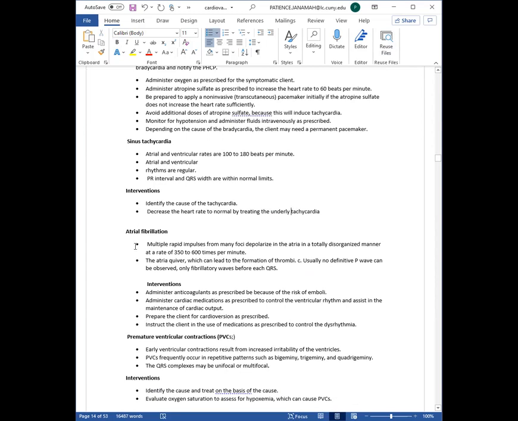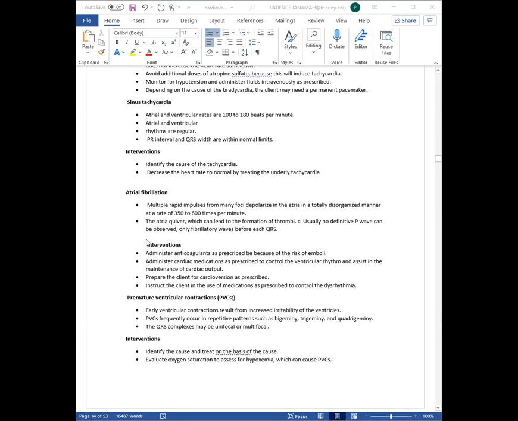Now, AFib. If the patient has atrial fibrillation, there will be multiple rapid impulses from many focal points depolarizing in the atria in a totally disorganized manner at a rate of 350 to 600 times per minute. So the atria will start quivering, which can lead to the formation of thrombi. That's the thrombus formation and all those things. And usually no definitive P wave will be observed.